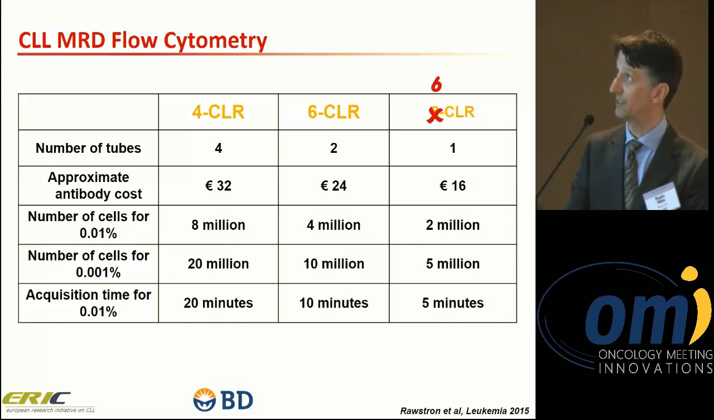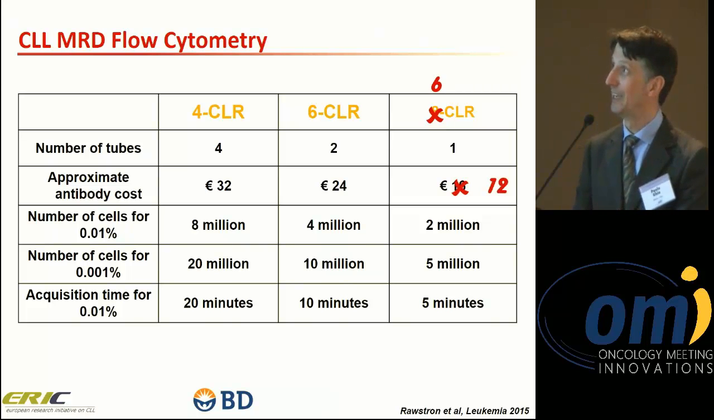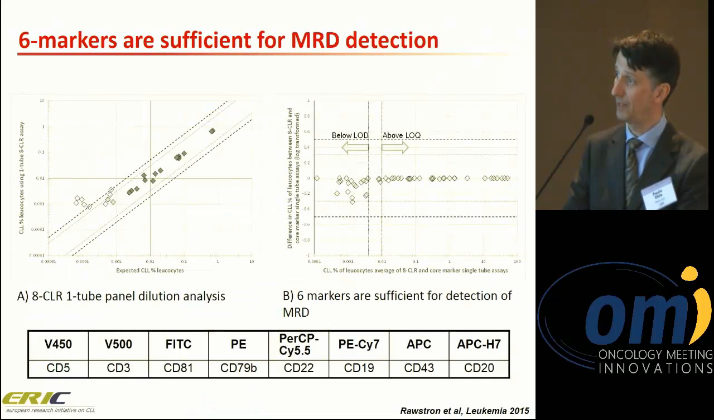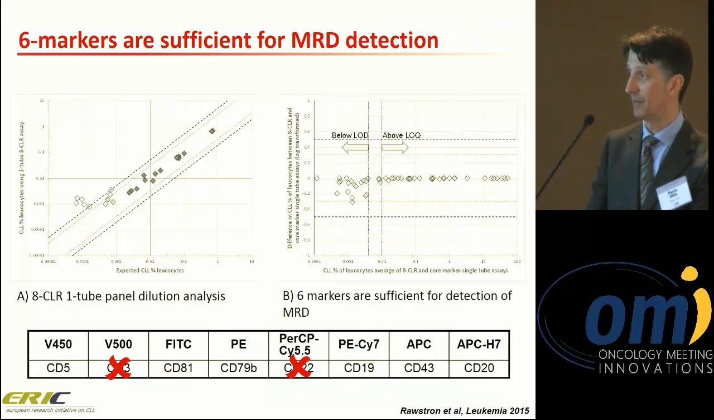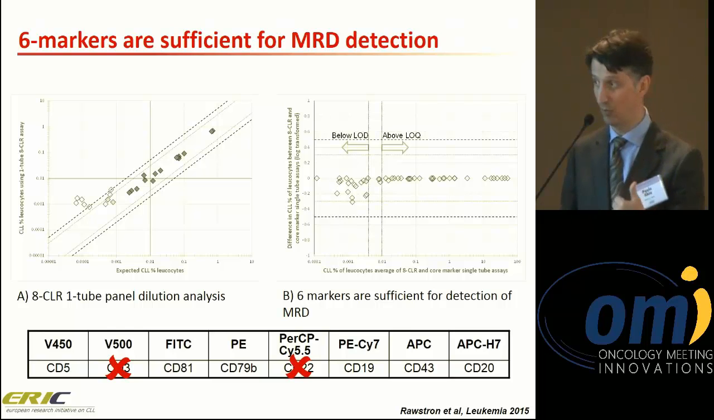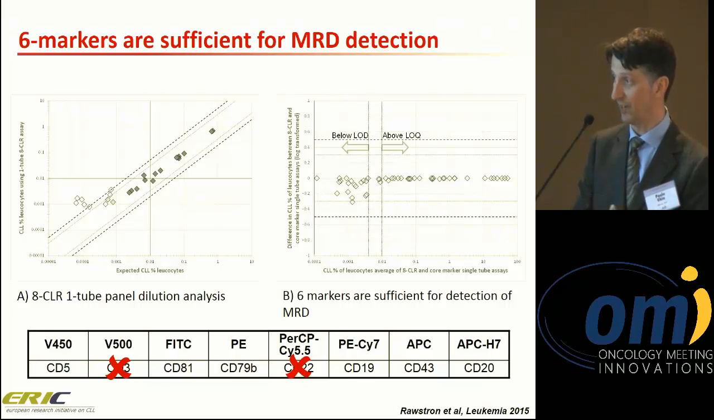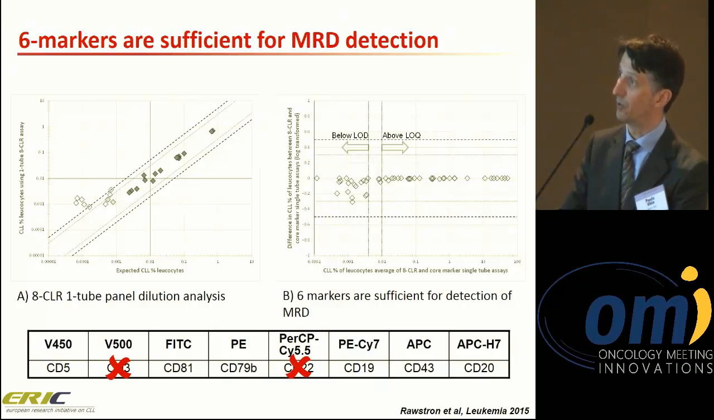What we learned indeed is that we don't need 8 colors, so we don't need 8 antibodies, so it's even cheaper now. And this will be the next standard with 6 markers. Here you can see the 6 markers, and that can be combined in 1 tube. And thanks to BD, who helped us to produce antibodies and conjugates that did not exist before, so we could do the right combination. And therefore we can go down to 10 to the minus 4 reliably, and probably even 10 to the minus 5.